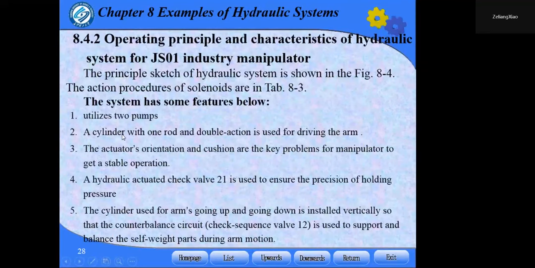It utilizes two pumps to supply oil to the system, and the rated pressure is 6.3. When the arm goes up or goes down or extends or withdraws, two pumps are needed to supply the oil with the flow rate.